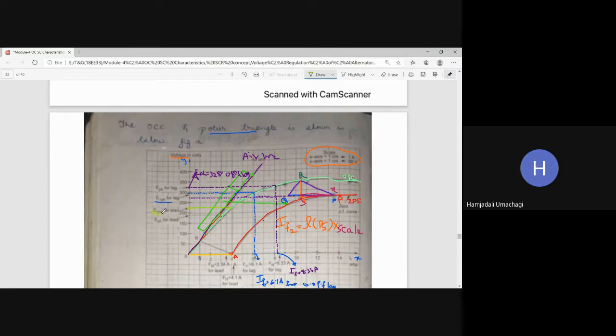E1PH is equal to 225.33 volts for cos phi equal to 0.8 lead. Mark that point first as E1PH equal to 225.33 volts for cos phi equal to 0.8 lead. From there you draw the horizontal line till it touches the OCC. This is my OCC curve. From there you drop the perpendicular. So check what is the corresponding IF1. This is my corresponding IF1.